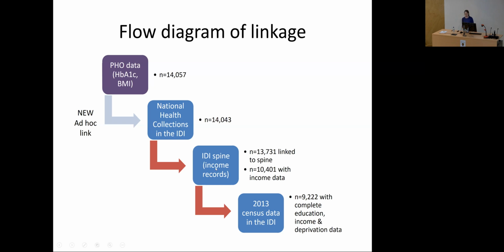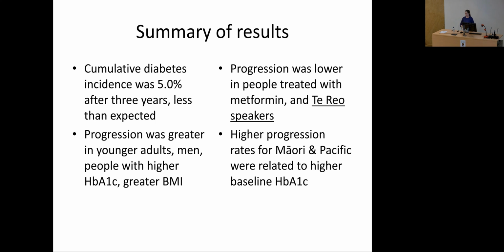And then on this population, I did the progression estimates, so from prediabetes to diabetes. But for the multivariate analysis, I needed complete information on income, education, and deprivation data. So by the time I got complete data on all those things, it was 9,222. Which is a lot of missing data from the original 14,000. And I explored how that affected my regression results, which I'll show you shortly. This is a broad summary of some of the key results.